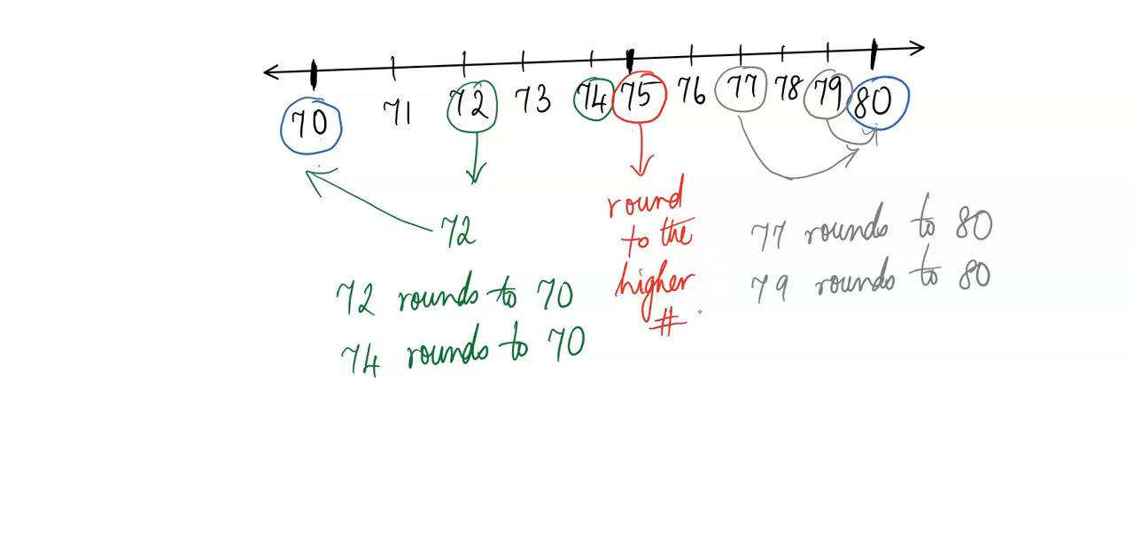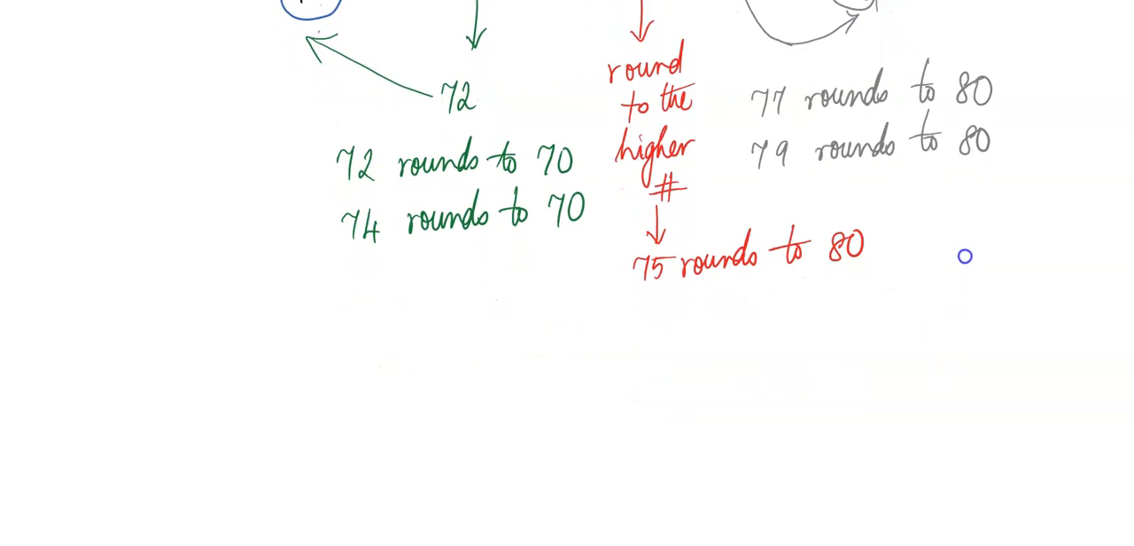Because you can't say the nearest number, that is the problem right here, right? You don't know whether 70 or 80. Both of them are equally apart from 75. So there is no nearest. Therefore, the rule says go for the higher number. Okay. So 75 rounds to 80.